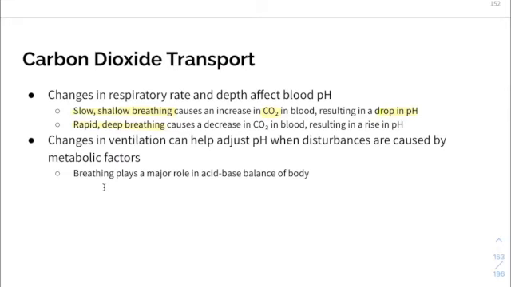Rapid deep breathing decreases carbon dioxide. If we have a decrease in carbon dioxide, we're going to raise our pH in our blood. So how we breathe actually can change the pH levels in our blood. It controls that acid-base balance just by how deep of breaths you take or how fast or slow of breaths you take. They all play a role in how everything else in your body functions.